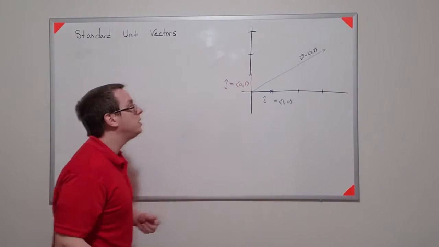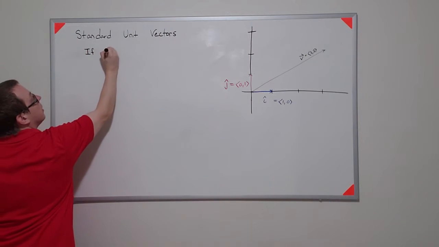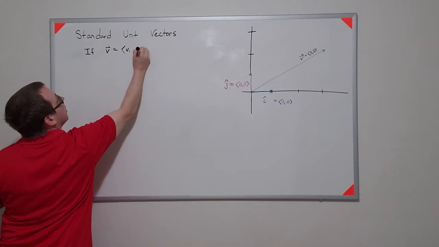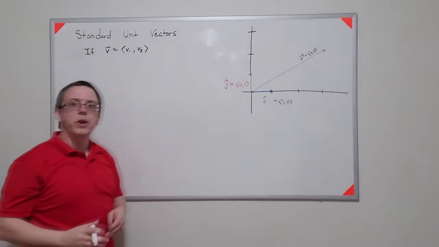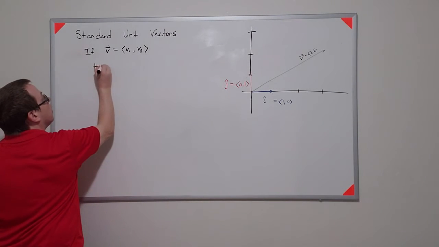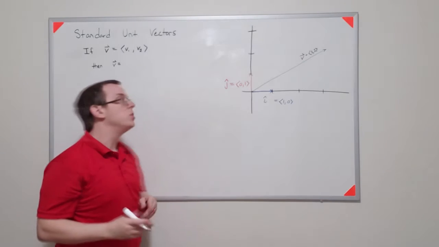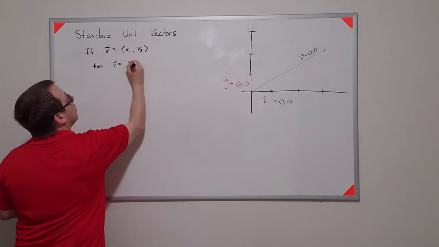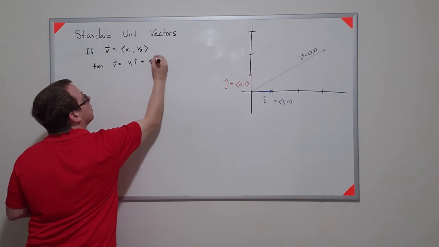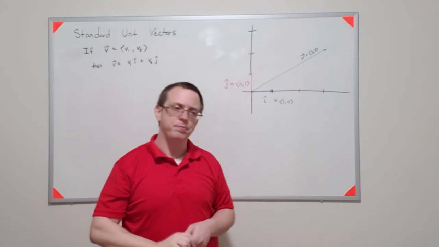So the general case is that if I have some vector with components v1, v2, then v can be represented with those components as scalar multiples of the standard vectors.